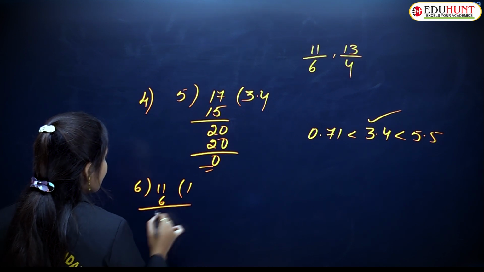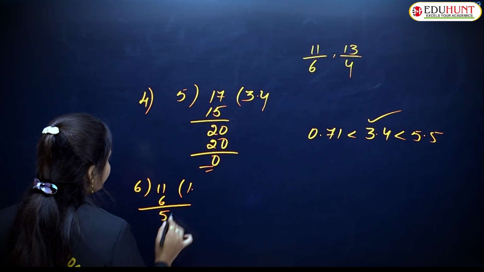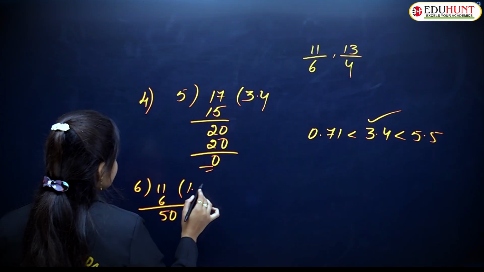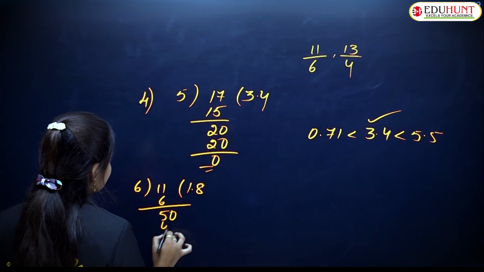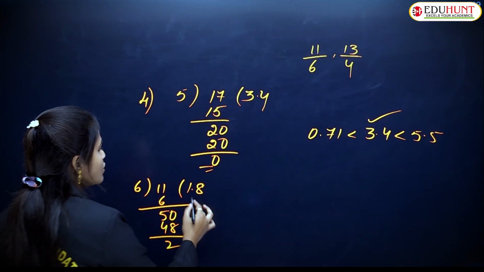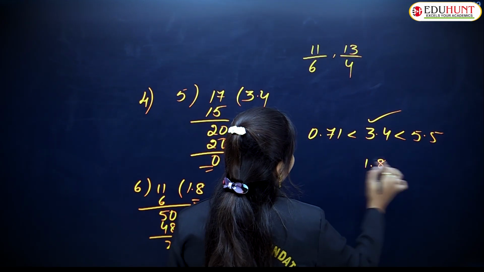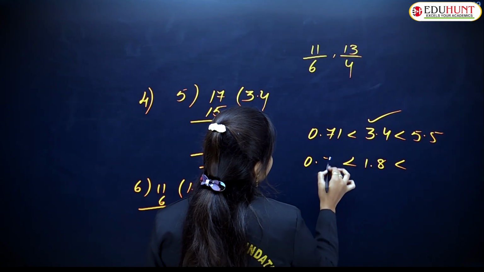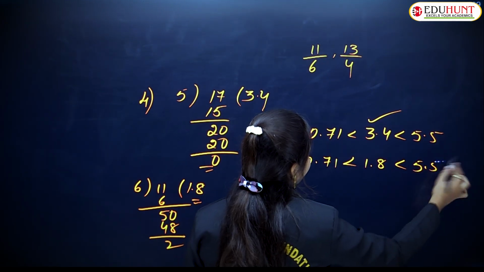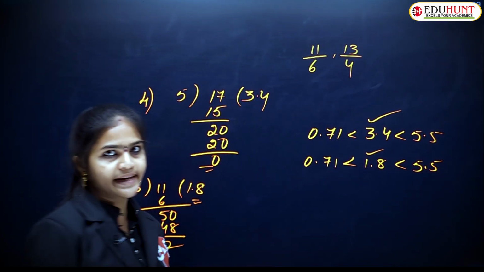And come to the next number here, 11 divisible by 6. 6 ones are 6 and here 5 is the remainder, 0.0, and 6 eights are 48. The remainder is 2. So 1.8. 1.8 also lies in between 0.71 and 5.5. So this is also satisfying.